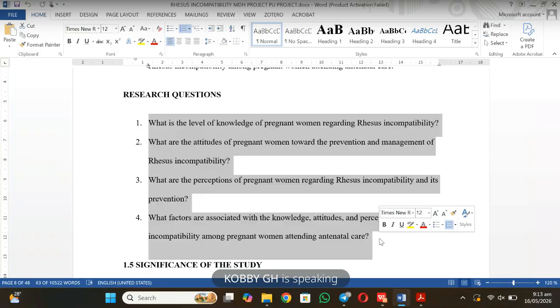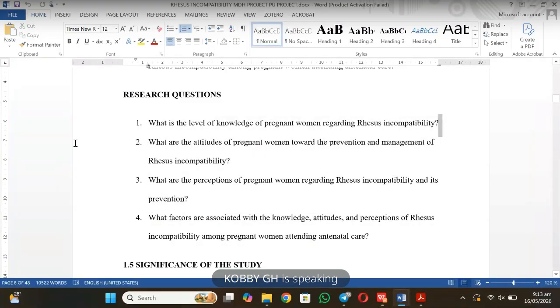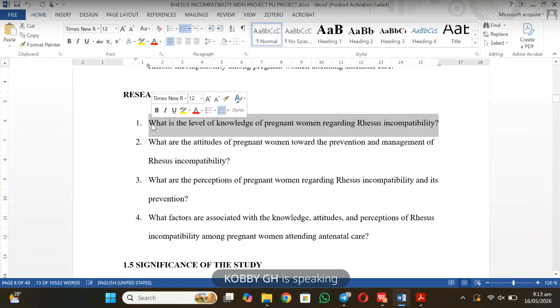So you look at the research questions. We have 4 research questions here. What is the level of knowledge of pregnant women regarding resource incompatibility? This question here, by the end of your study, you should get an answer to this first question. Now, the question is, how do you get an answer to this question? And that is where research design comes in. The overall strategy that you are going to use, all the procedures that you think you can use, so that by the end of the day, you get an answer to this very question. That is where research design comes in.